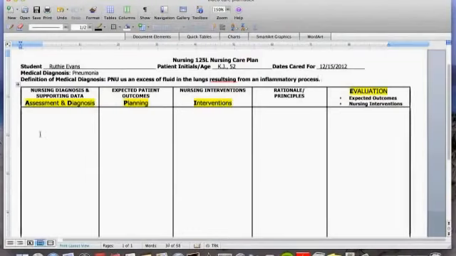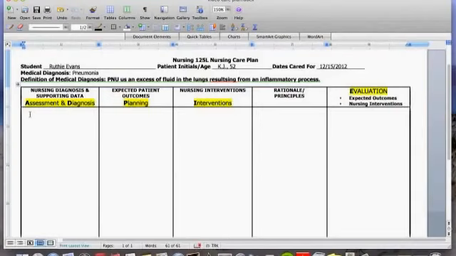Okay, so in yellow, this doesn't come on the care plan, but I just set this up so we could pie our way through this. So we're going to start with assessment and diagnosis. And in practice, we're going to assess before we make the diagnosis, but on our care plan, the diagnosis is going to come first.